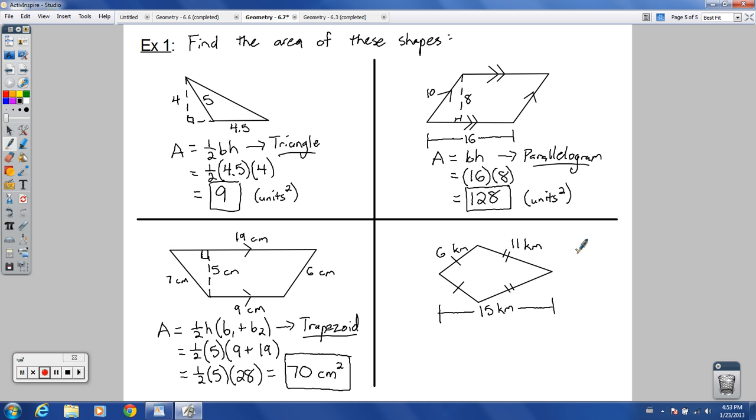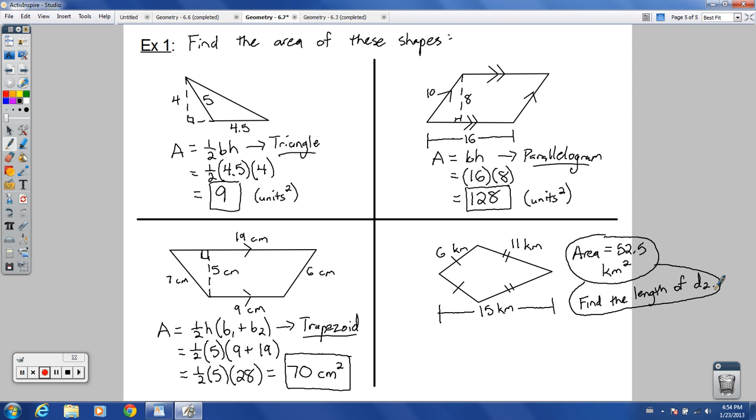On this one, I was actually going to tell you that this was true. The area is 52.5 kilometers squared. So if I told you that was true, and I said find the length of D2, we'll put that as instructions here. So this one has a different thing we need to find. The area of these shapes, that went for these three. This one has the different instructions.